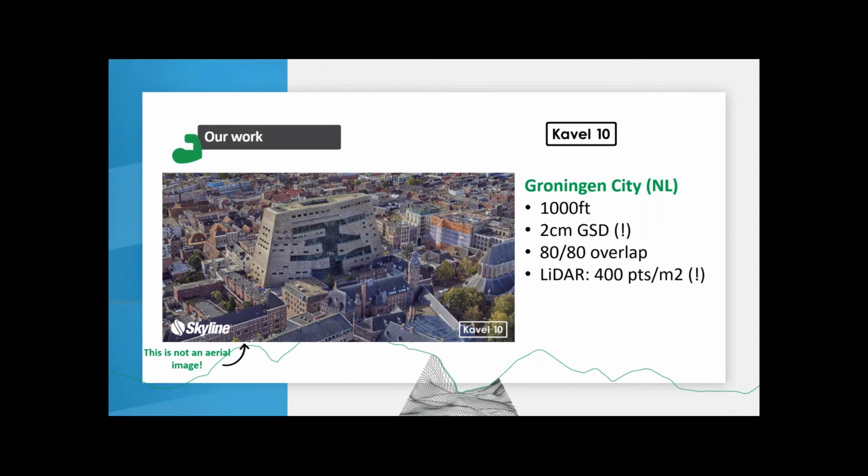It was flown very low, 1,000 feet. We got a resolution of 2 centimeter. We combined that with LiDAR of 400 points per square meter, so that's really amazing. We also have a lot of points on the walls of all buildings, and we went for 80-80 overlap. So this is really the highest possible accuracy you could get, in my opinion, from fixed-wing aircraft capturing this data.